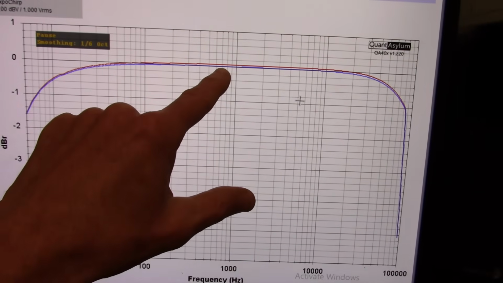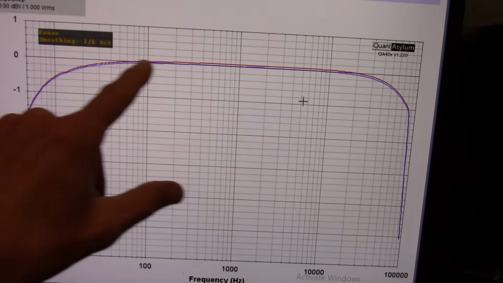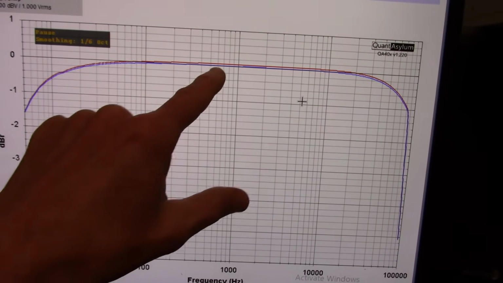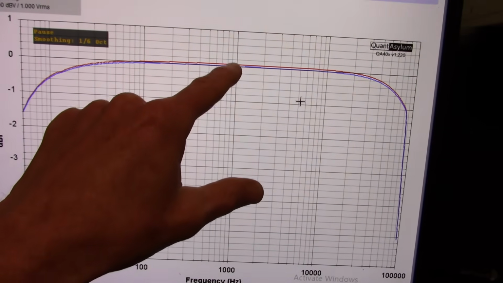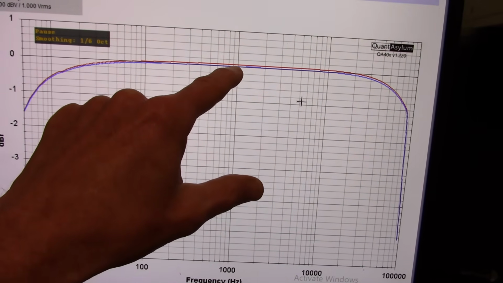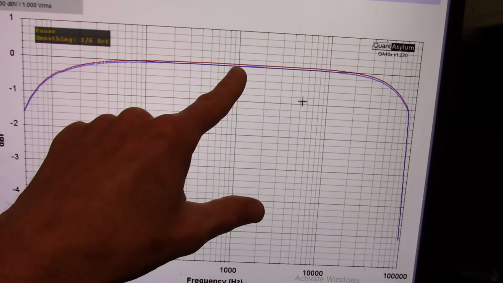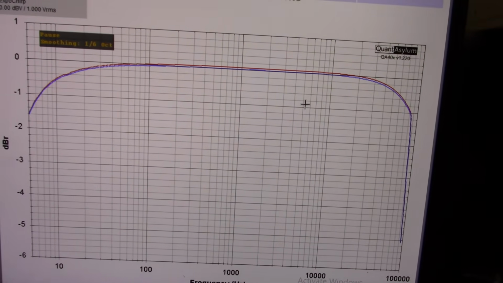Right channel's red, left channel's blue. You can see there is a slight bit of difference between the channels. Well within tolerance of the components. Each line is a fifth of a dB, and that's like a quarter way up from that. That's like a 20th of a dB of difference, which is absolutely inaudible.